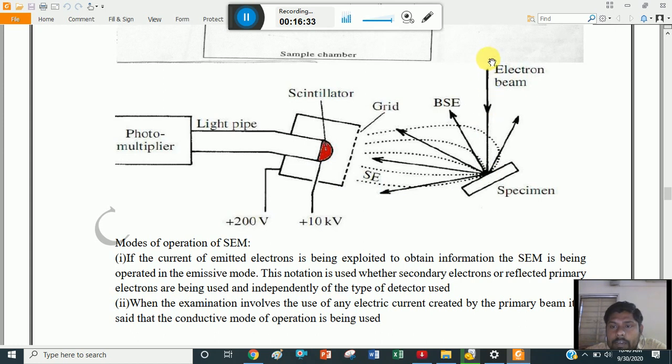Then look here, when the beam of electrons is incident on the surface of the sample, some of the electrons are then re-emitted, or transmitted, from the upper part of the surface, and those secondary electrons are then captured by the scintillator tip and converted into electric current.